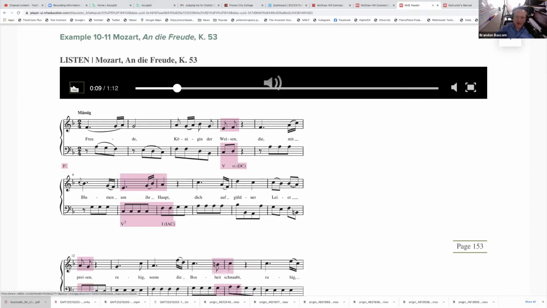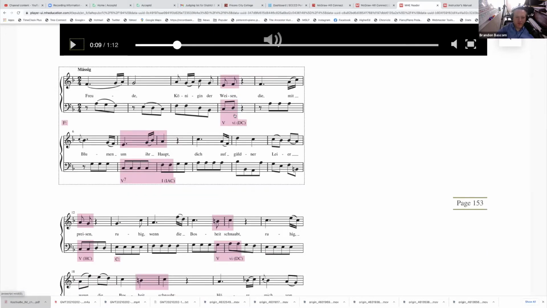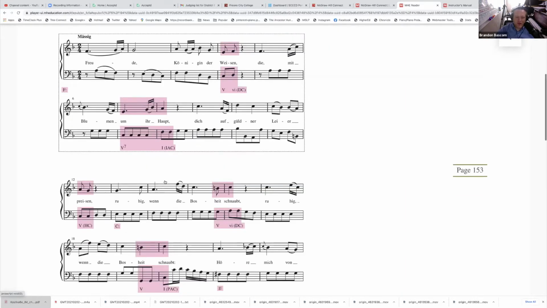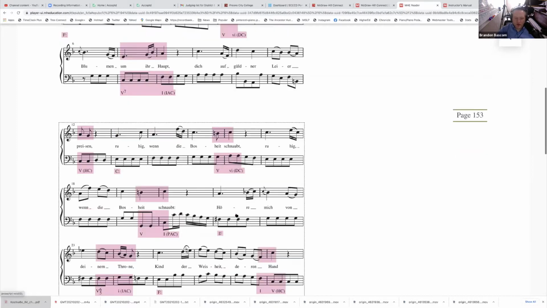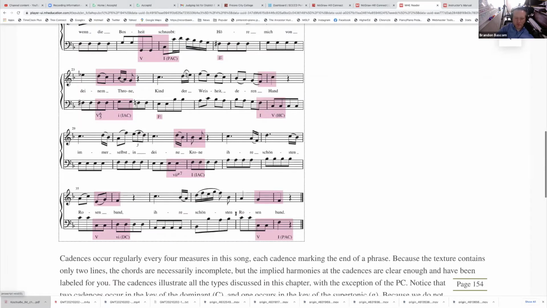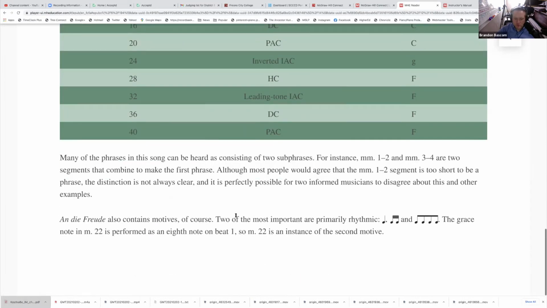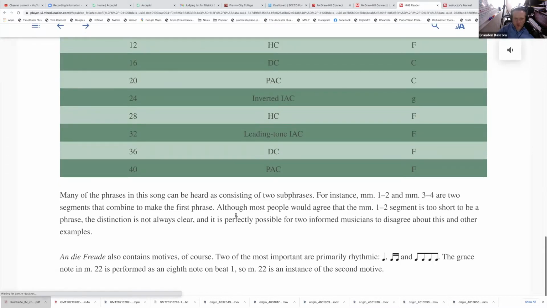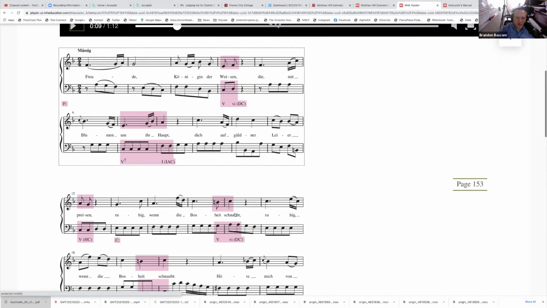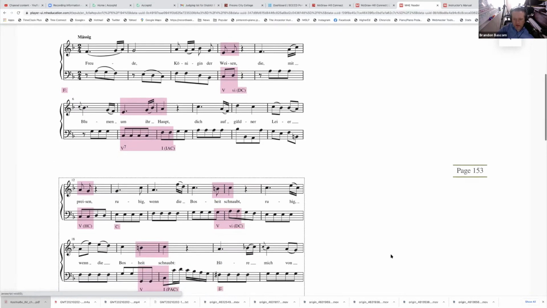Cool. Every 4 measures ish, we have a cadence. That's what's nice about classical music. It's so predictable and so symmetrical oftentimes. Predictable can be good. All right, let's look for this motive. It's all over the place.